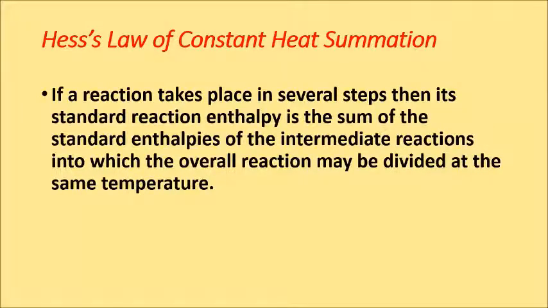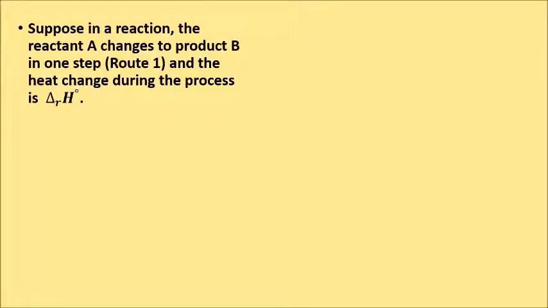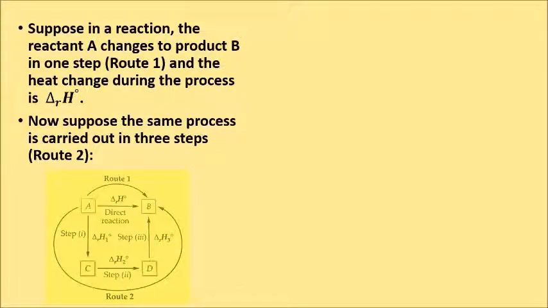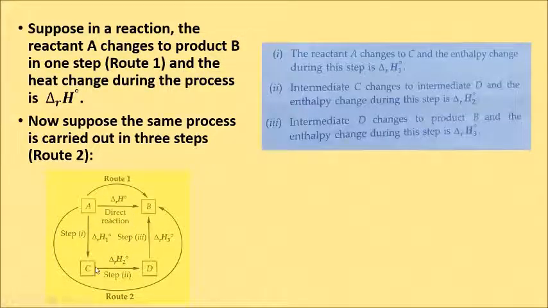For more explanation of Hess's law, we can explain it through an example. Suppose in a reaction, the reactant A changes to the product B in one step, and the heat change during the process is delta H0 R, that is the reaction enthalpy. And suppose the same process is carried out in 3 steps. It is the same reaction but conducted in 2 different ways, and that explains Hess's law. See root 1 and root 2. Here in the diagram you can see A, B, D and C.